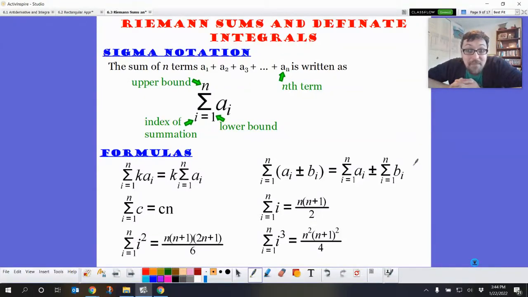You want to add? You feel like adding? You want to do some adding? You want to add a whole bunch of things?